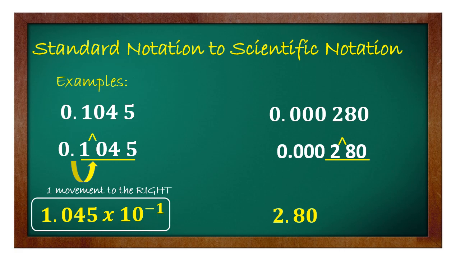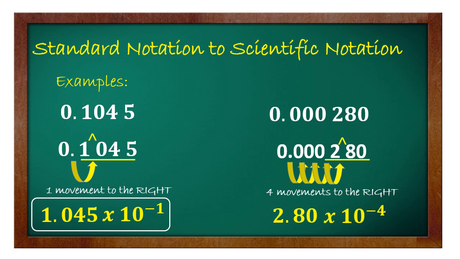And then, mula dun sa original na decimal point natin, bibilangin natin ang movement papunta dun sa decimal point ng significant figure natin. So, we have 1, 2, 3, 4. There are 4 movements to the right. That means negative 4 ang gagamitin natin. So, we have times 10 raised to negative 4. So, scientific notation will be 2.80 times 10 raised to negative 4.